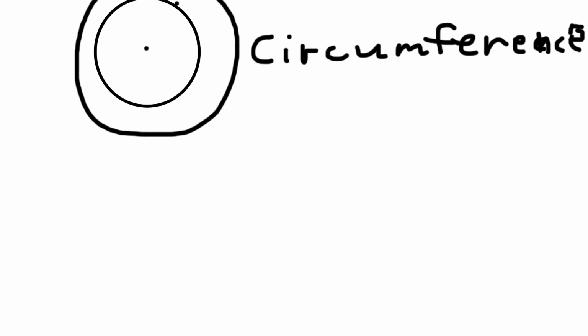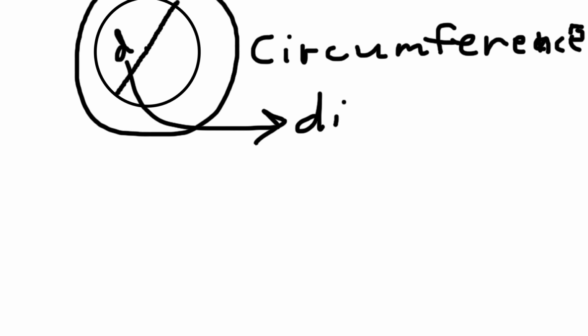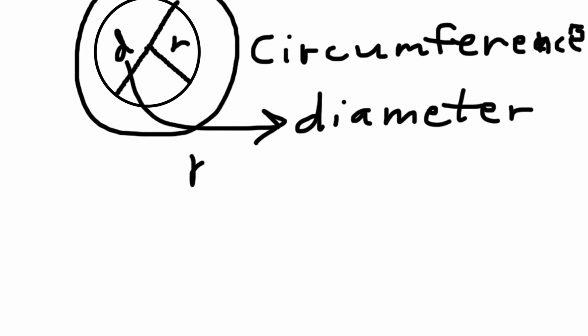There's a center of a circle, and then a line that goes from one side through the center of the circle to the other side, that's called the diameter, signified usually by D. And then the part that just goes from the center to the outside is called the radius.